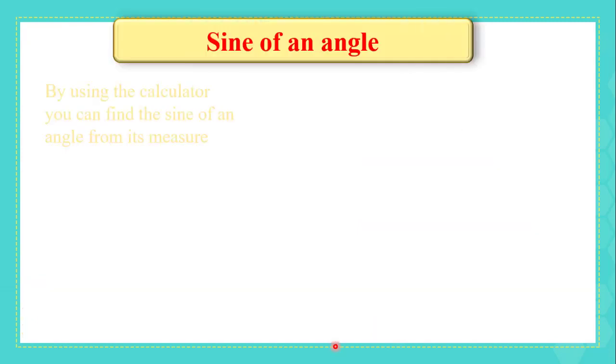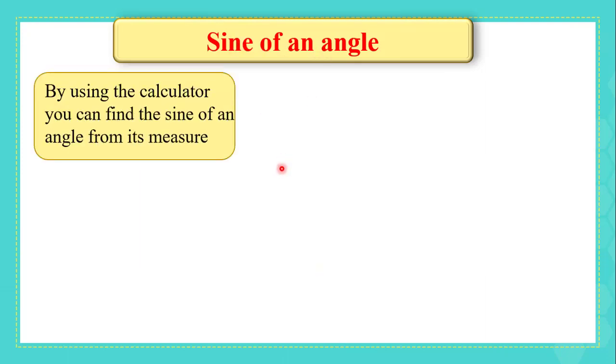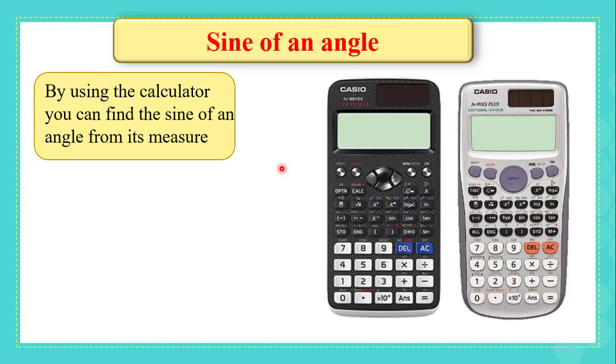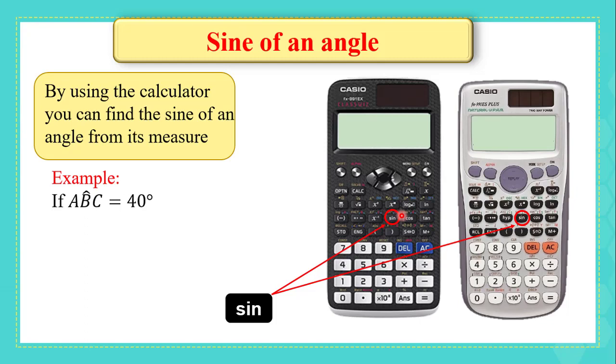Now, to calculate the sine of an angle using the calculator, you can find the sine of an angle from its measure. This is the calculator. We press on the sine button. Then we add the measure of the angle to calculate the sine of this angle. For example, if the measure of the angle ABC is 40 degrees, on the calculator we press the sine button, then we write 40, and we obtain sine 40 is equal to 0.6427, and as we have mentioned, the sine of any angle is always smaller than 1.